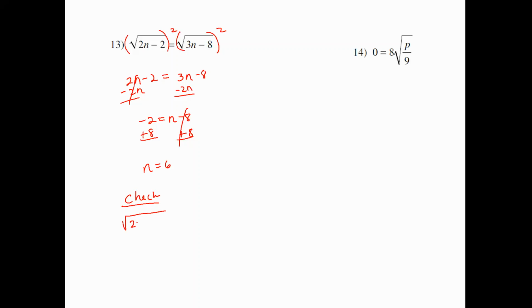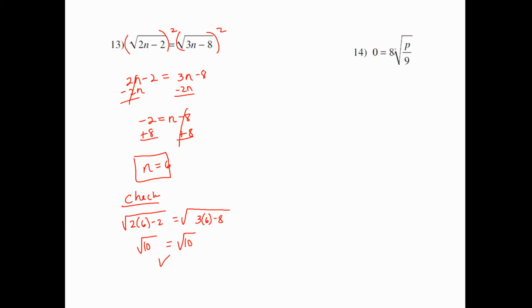Then you plug it in, you plug the 6 in to see whether you get an equality. 2 times 6 is 12, 12 minus 2 is 10, square root of 10. 3 times 6 is 18, 18 minus 8 is 10. Alright, this checks out. This one is a solution.